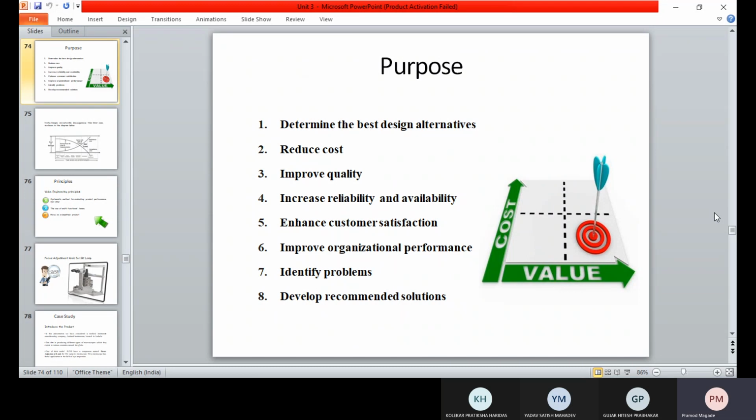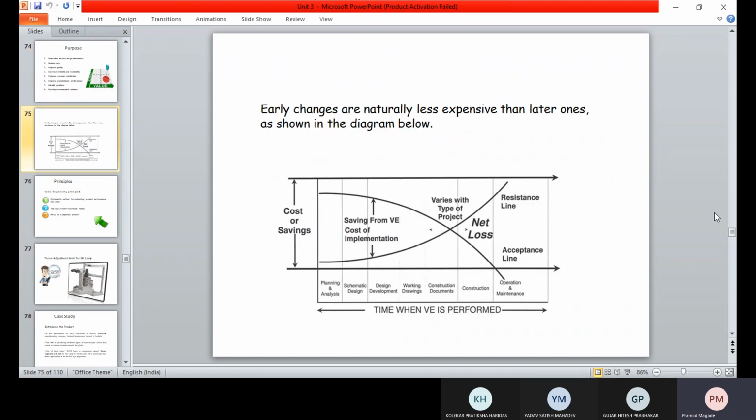Okay, so these are the purposes. Now there are some ups and downs while defining the values. Now this chart is related with the cost or saving with respect to time.